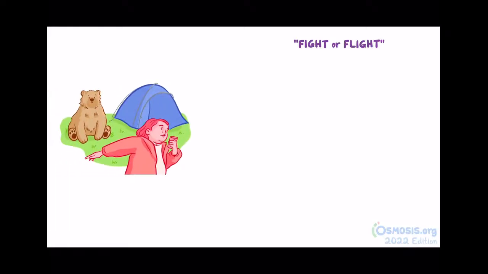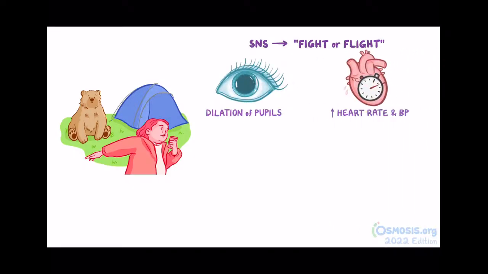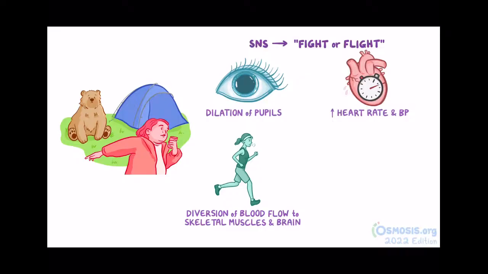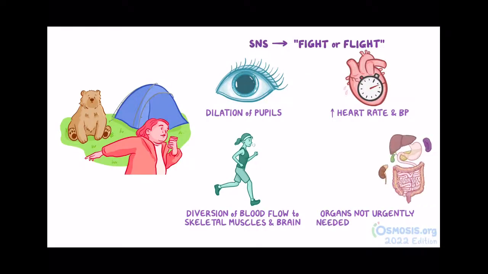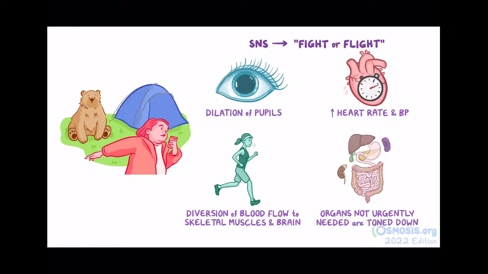Alright, now you've probably heard about the fight or flight response, which kicks in when one encounters an alarming situation, like seeing a bear on your hike, or before taking an exam. These situations activate the SNS, which prepares the body to respond to extreme or stressful situations. For example, the sympathetic nervous system will cause dilation of the pupils to improve vision, increased heart rate and blood pressure, and diversion of blood flow to the organs that will help with our fight or flight response, like skeletal muscles and the brain. On the flip side, organs that are not urgently needed to address the immediate stressful situation, like the kidneys and the gastrointestinal tract, are toned down.